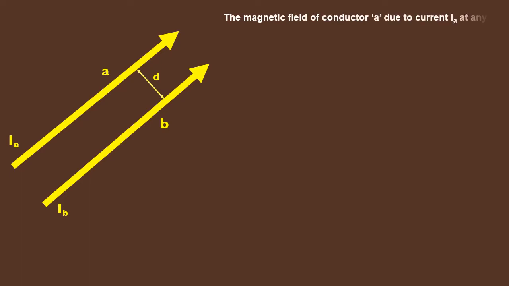Now, we can easily find the magnetic field of conductor A due to current IA at any point on conductor B, because it will be same at all points since the two conductors are parallel, and we can do this by using Ampere's circuital law, which has already been explained in previous portions. So according to Ampere's circuital law, this magnetic field of conductor A at any point on conductor B is mu naught IA upon 2 pi d, where d is the distance between the two. This we have written the formula in accordance with Ampere's circuital law. You can check it out.